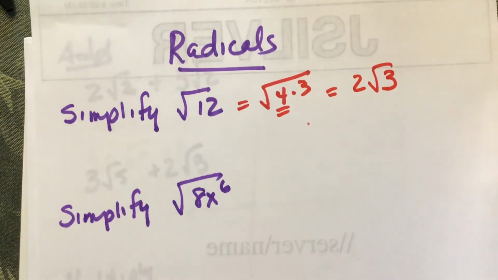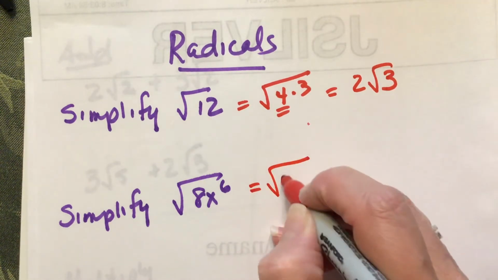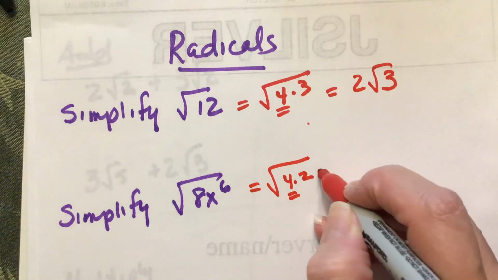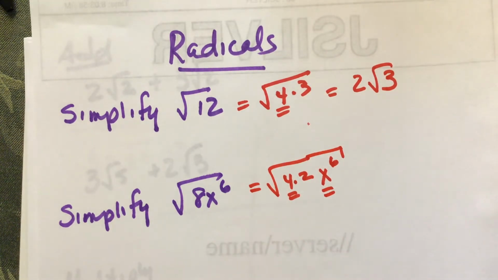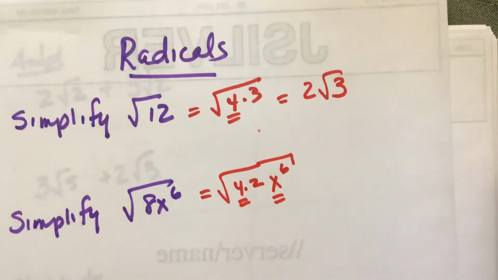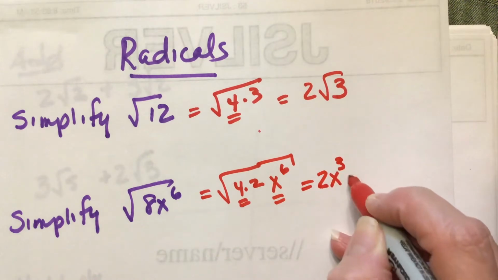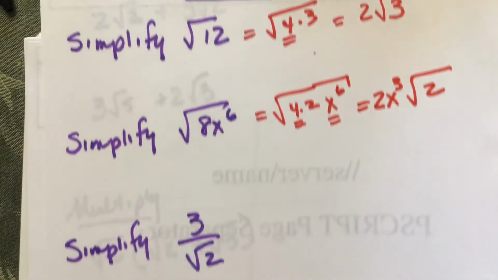So simplifying the square root of 8x to the 6. We're going to break apart 8 into 4 times 2. 4 is a perfect square. And x to the 6 actually is a perfect square. That's x to the third times x to the third. So when I take out my perfect squares, I get 2x to the third, and what's left is the radical 2, or the square root of 2.